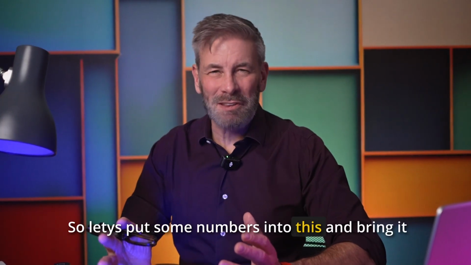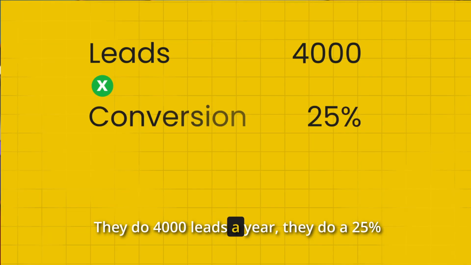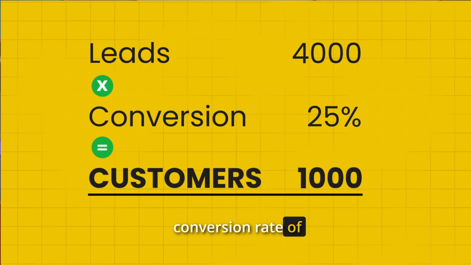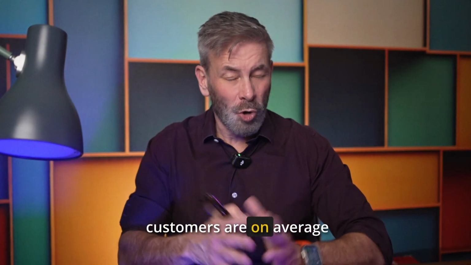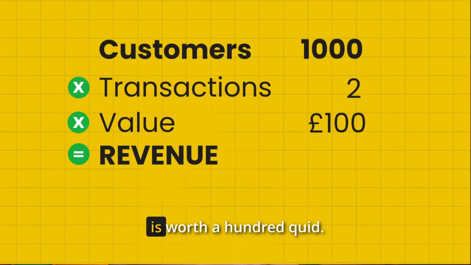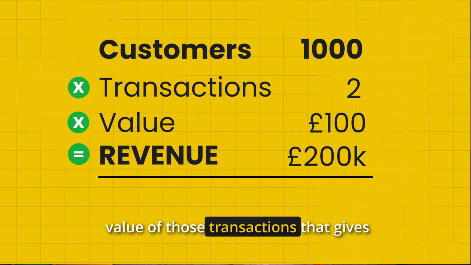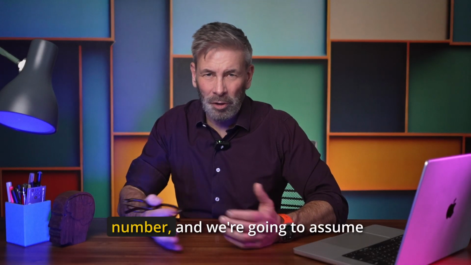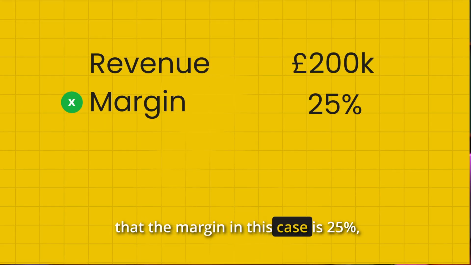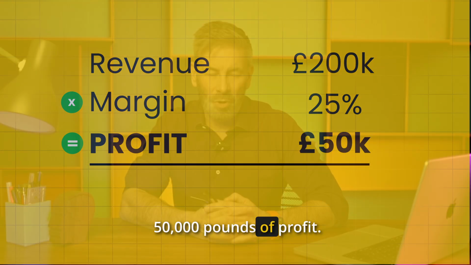So let's put some numbers into this and bring it to life a little bit. So let's have an imaginary company. They do 4,000 leads a year. They do a 25% conversion rate of those leads into customers, giving them 1,000 customers. Those customers are on average transacting twice a year, and each of those transactions on average is worth 100 quid. So if you add customers times number of transactions times value of those transactions, that gives you a revenue number of £200,000. Finally, we're going to take that revenue number and we're going to assume that the margin in this case is 25%, multiply those two numbers together, and that gives you £50,000 of profit.